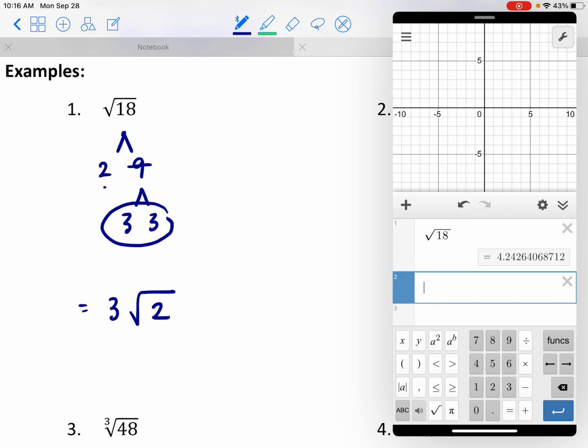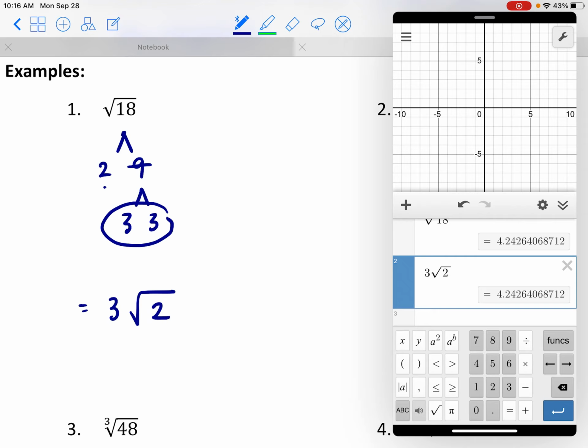But if you're saying radical 18 is equal to 3 radical 2, then put 3 radical 2 in your calculator as well. And guess what you should get to confirm that that's actually equal? You get 4.24. You get the same exact decimal again.